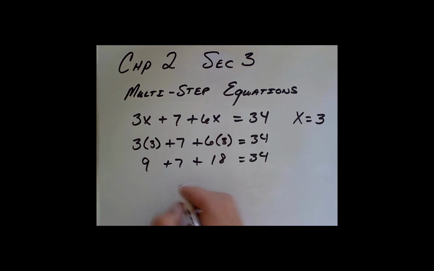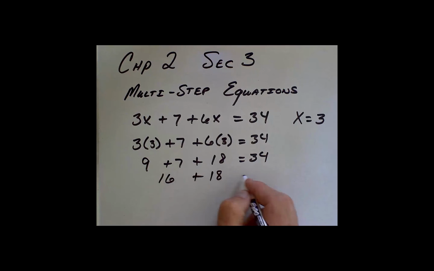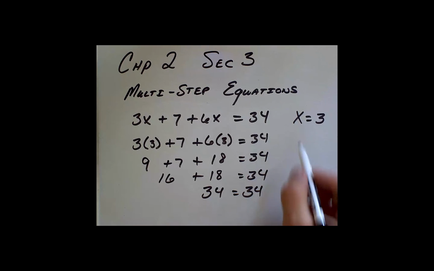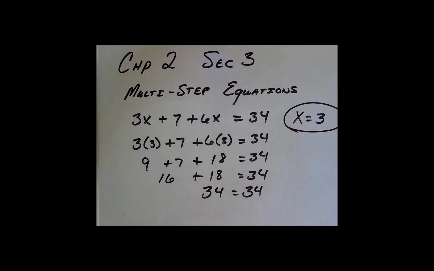I always like doing it this way. I break it down in pieces. 16 plus 18 equals 34. Well, 16 plus 18 is 34, equals 34. We just confirmed that this answer, x equals 3, is the correct answer for this equation.